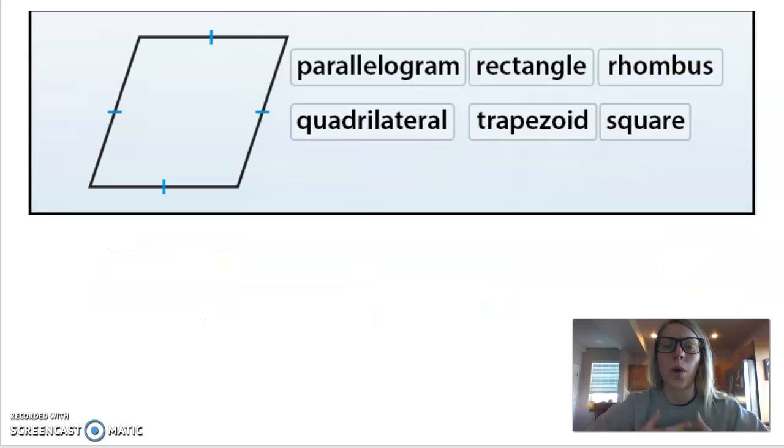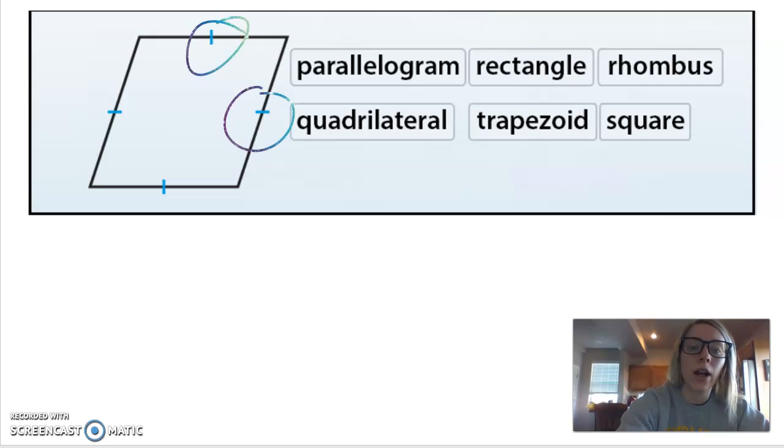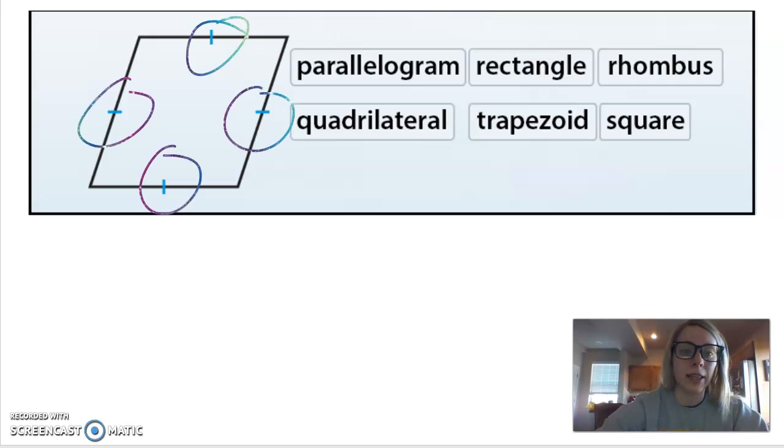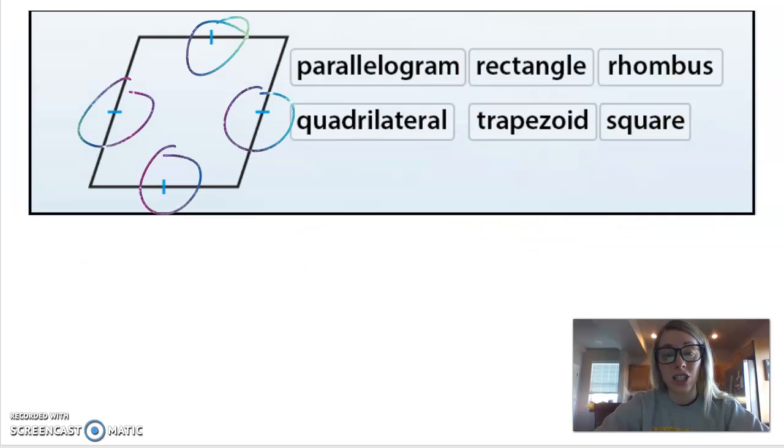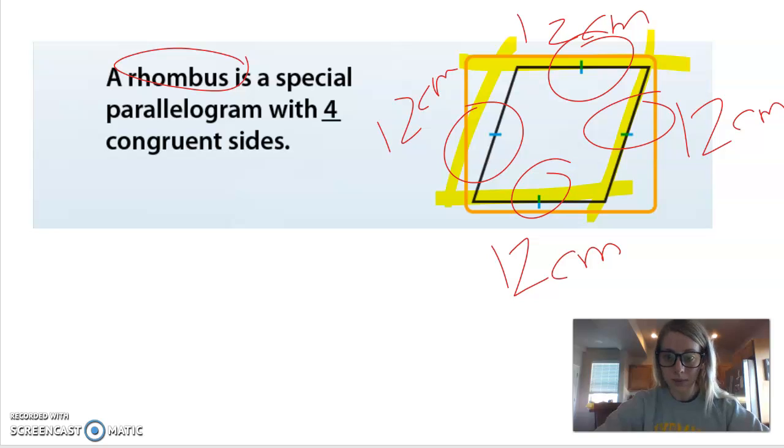Okay, so this here we have, I need to take a look at it and see what we have going on here. We have 4 lines, which mean they're all equal sides. So I'm going to go back up to here. I remember my square had 4 equal sides, but a square also has to have 4 right angles. This does not have any right angles. So I need to go back up and look at my rhombus.